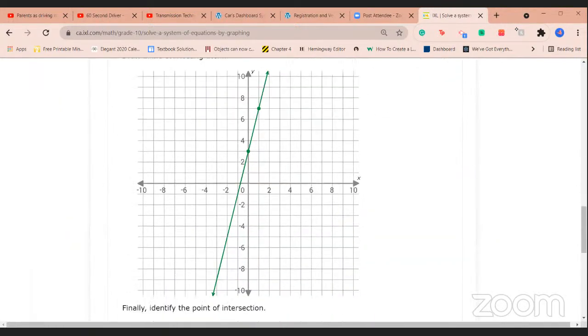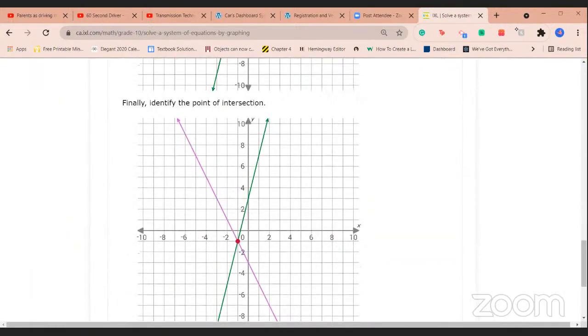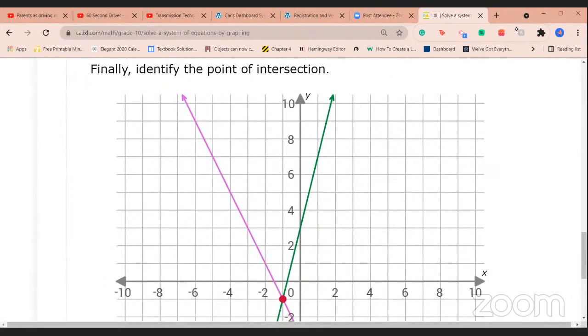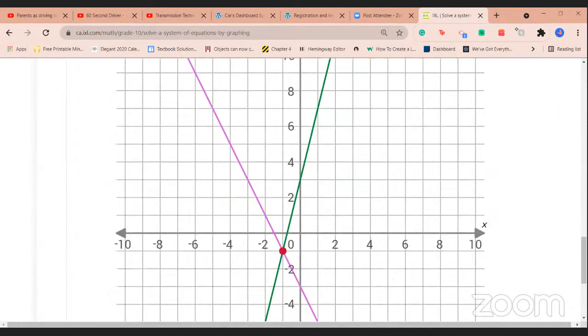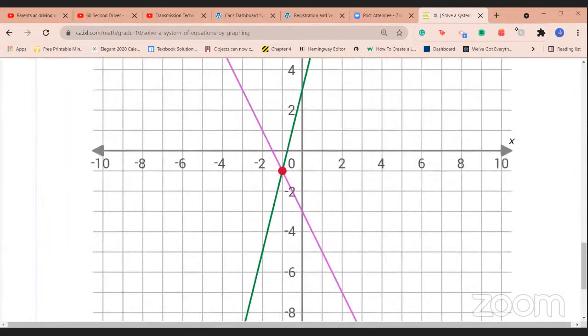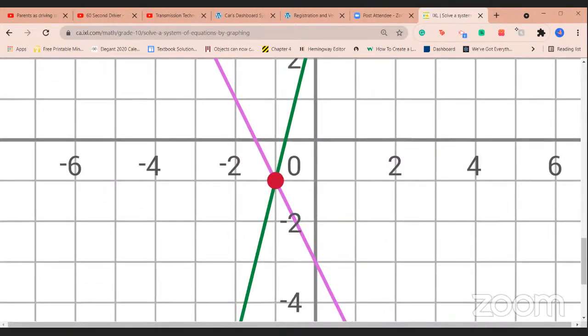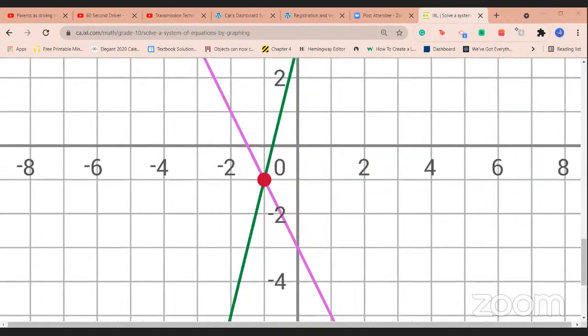Once you've plotted the 2 lines, the third step, which is probably the new part, is to identify the point of intersection, which is pretty simple. You just have to see at what point the 2 lines are intersecting. Looking at this, can you tell me the coordinate of the point of intersection? 1, -1.